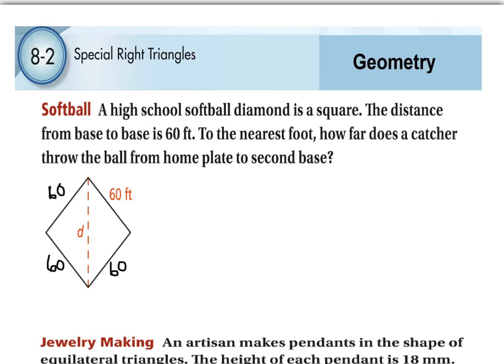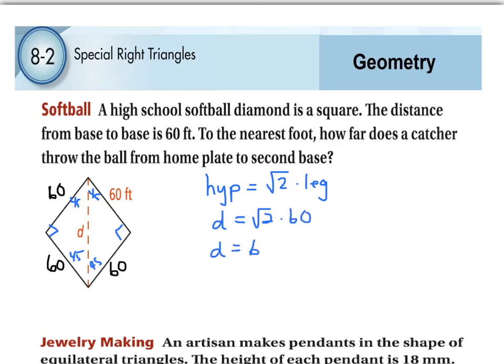So now you have to figure out what kind of triangle you are dealing with. Well, as you look at the two triangles, you notice that the legs are the same. So you're dealing with a 45, 45, 90 triangle, and also a 45, 45, 90 triangle. So now you can figure out how much the diagonal is. The diagonal happens to be the hypotenuse. So the hypotenuse is equal to the square root of 2 times the leg. So the hypotenuse is d, we don't know that, equals the square root of 2 times the leg, which is 60. So d equals 60 times the square root of 2.